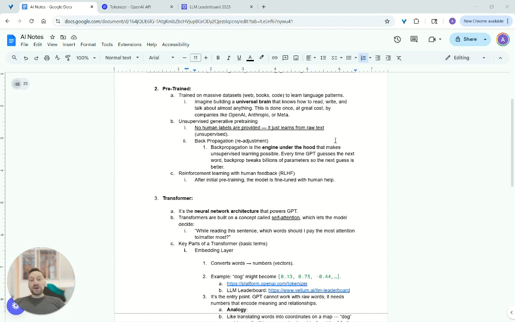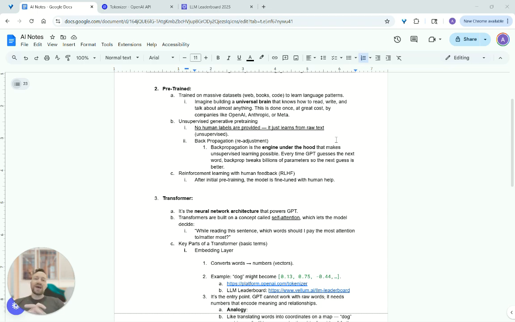Now, part of that was done unsupervised, so it's just learning from raw text. And then there's a process after called backpropagation, where it basically goes back and tweaks things with billions of parameters so the next guess gets better. Then after that, there's also something called reinforcement learning with human feedback. This is where the humans actually come in and they're kind of like fine-tuning everything.